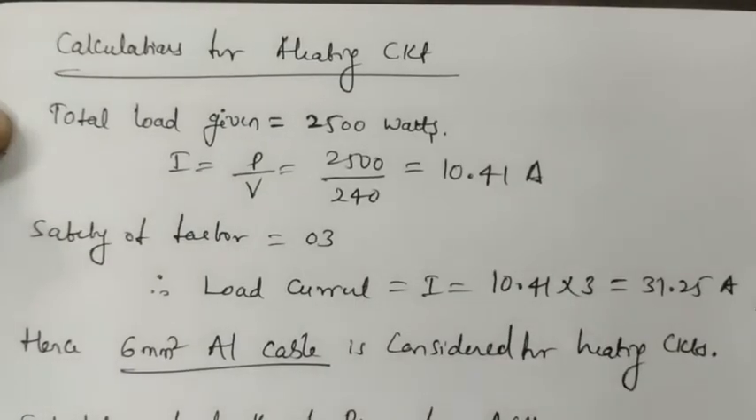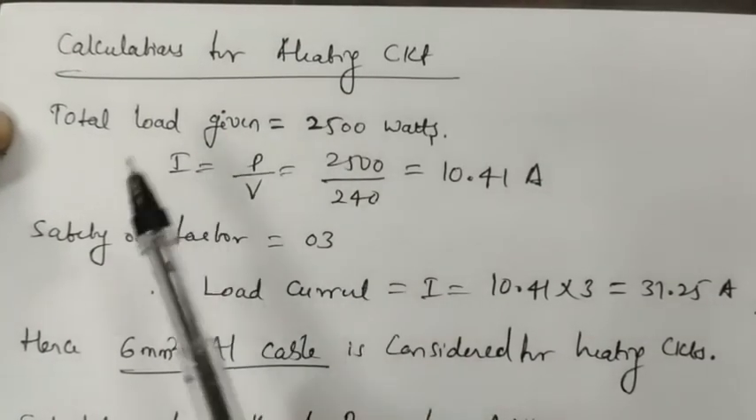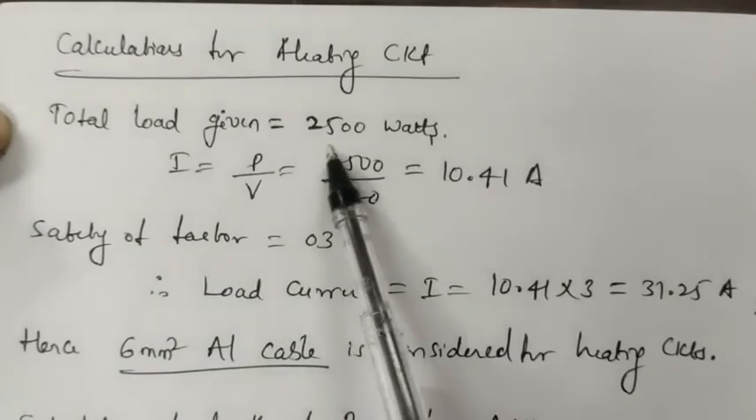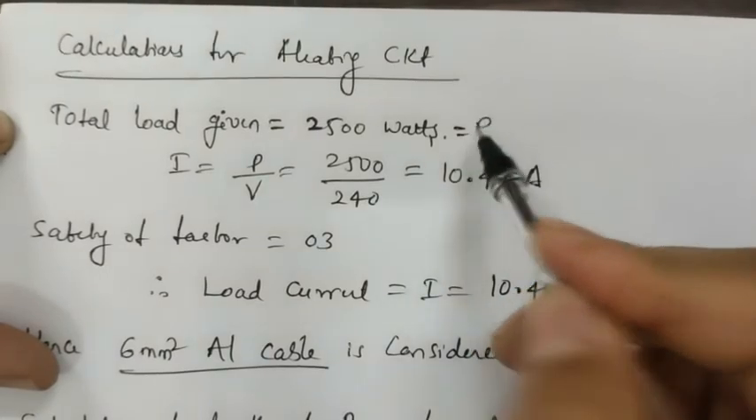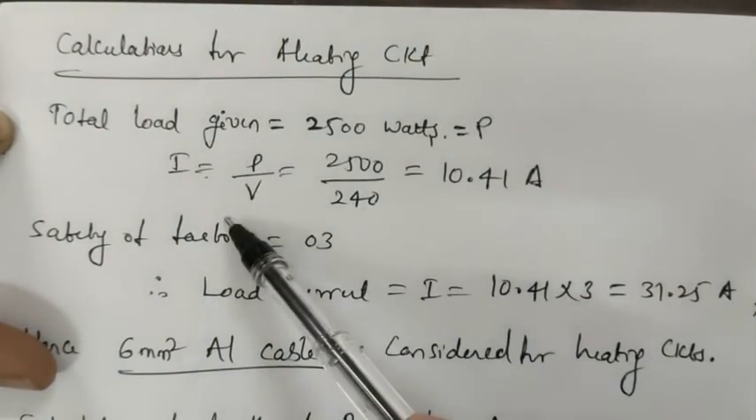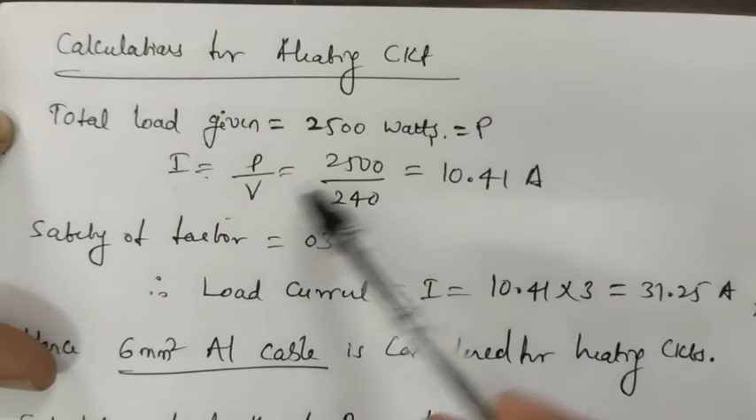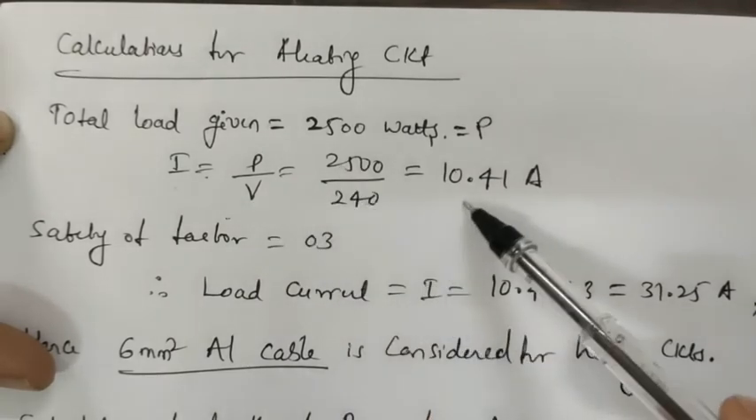And now look at the calculation of the heating circuit. The total load given in the question is 2500 watt. This is nothing but the P value which is given. So I is equal to P by V, this is the load current. 2500 divided by 240, you will get 10.41 ampere.